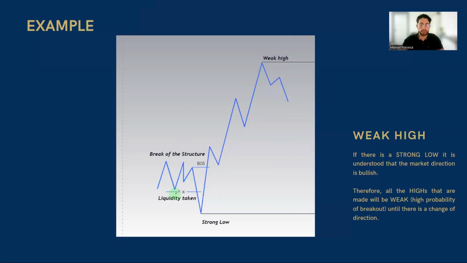So just imagine the next. We already understood that there is a liquidity taken here, liquidity taken, then break of the structure. Immediately, this high here will become a weak high because, as our explanation says, we understood there is a high probability of breakout of this high because the main trend is bullish, correct? So weak high is broken, okay?